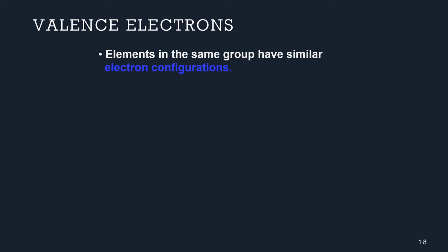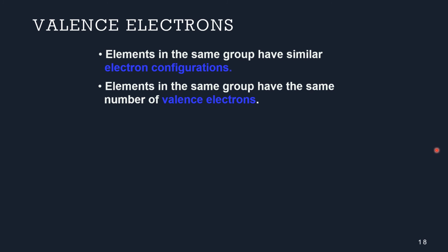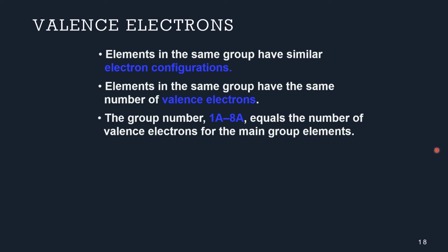Elements of the same group have very similar electron configurations, so they're going to have the same number of valence electrons. So if you're looking at all of the elements in group 1, they're going to have the same number of valence electrons. Now, what's really cool, the group number equals the number of valence electrons in the A groups.